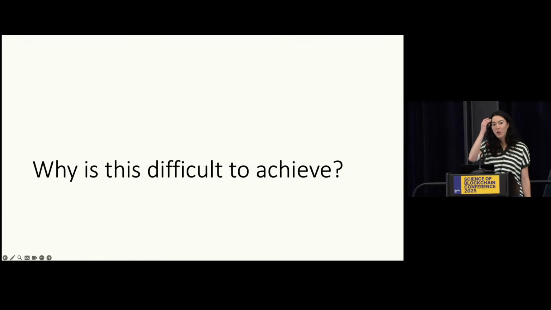Okay, so this turns out to be a very hard goal to achieve. Basically, none of the deployed beacons that I showed you have dishonest majority security. So why is this difficult to achieve? Well, I'll walk through a couple of toy examples of a protocol to help build intuition for this.